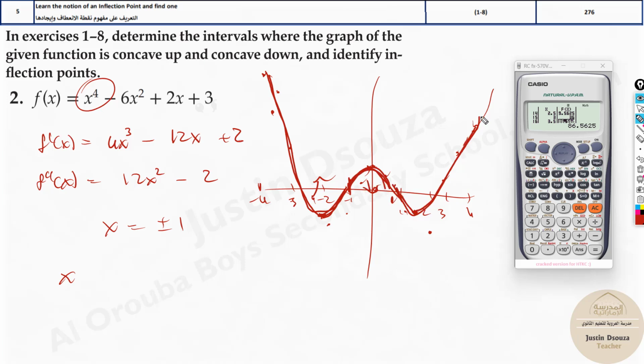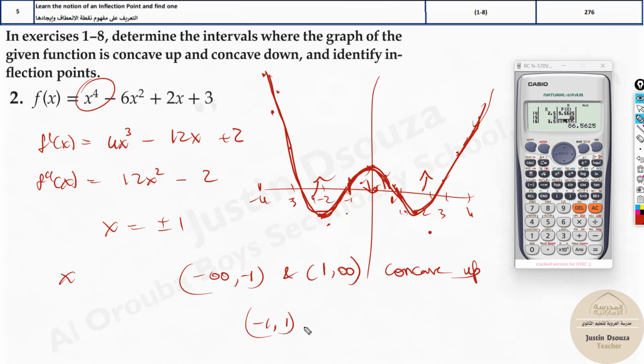Then over here, from here, it's going upwards, concaving up. So we have from -infinity till -1, and from 1 till infinity, concaving upwards, concave up. Whereas from -1 to 1, it is concaving down. This is the understanding of the concavity. Inflection points would be -1 and 1.